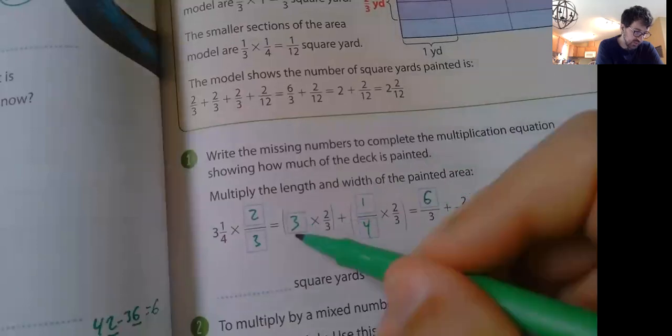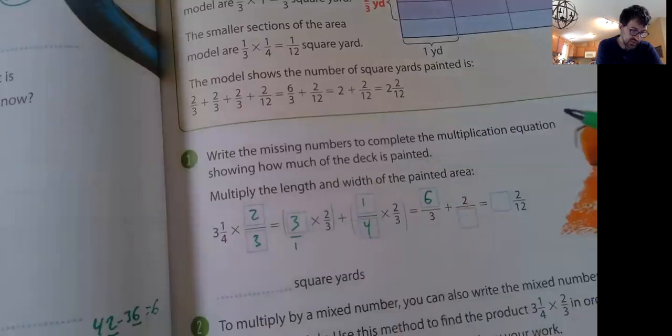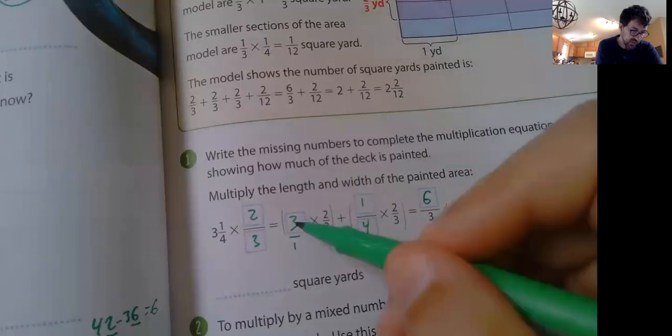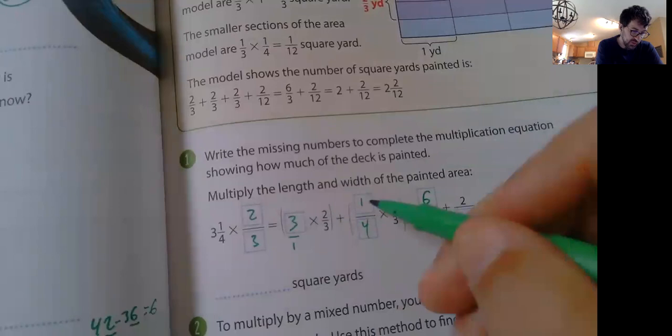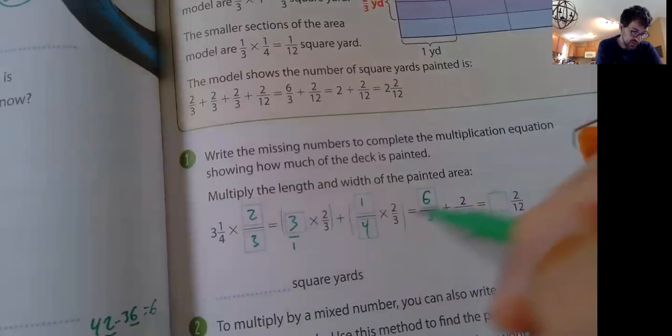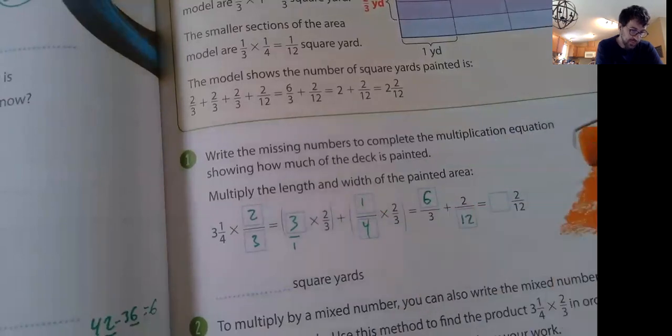Then this 3 times 2/3 is 6/3. If we wanted to, we could write it like this, so we can see that we're just multiplying the whole number by the numerator. Then over here, we have 1 times 2 is 2. There's our 2 there. This would be 12. Then when we add this all together, that 2/12 is going to go right there.